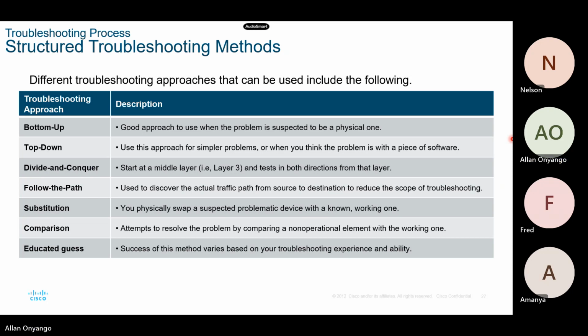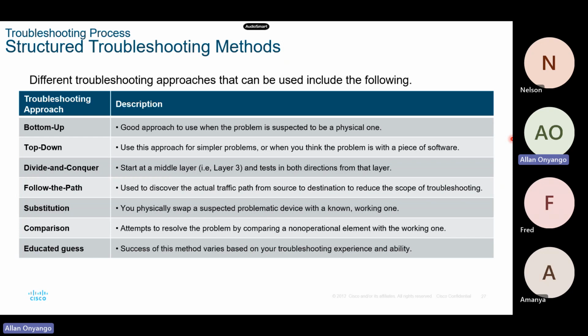Now, we have a method called substitution. In substitution, you swap a working device with a problematic one. So get a working one and put it in place of the one that is having a problem, and you can sort out the faulty one on the side.